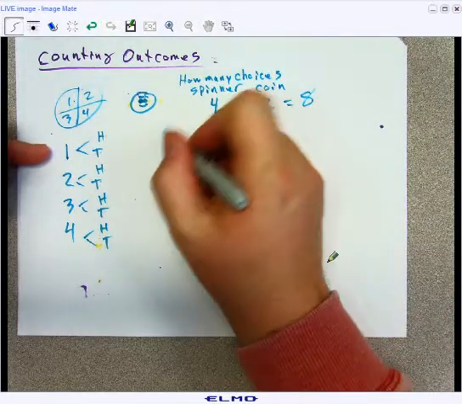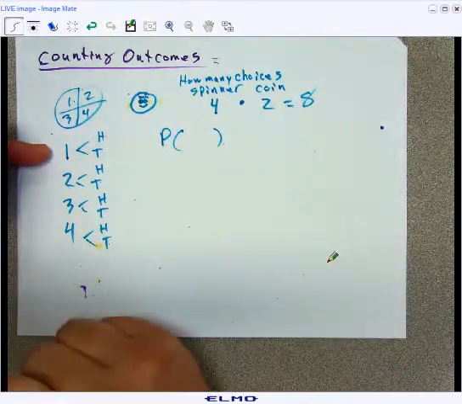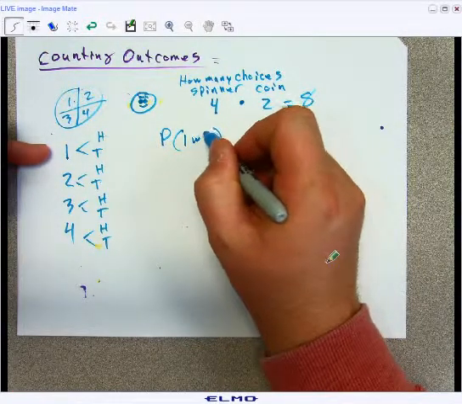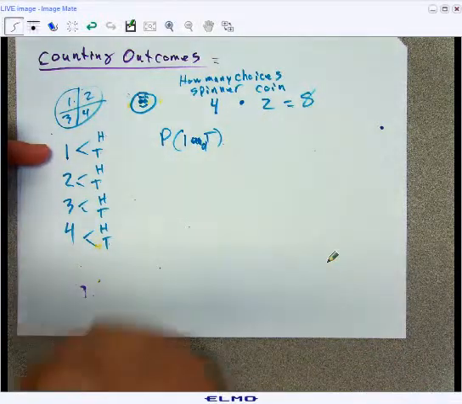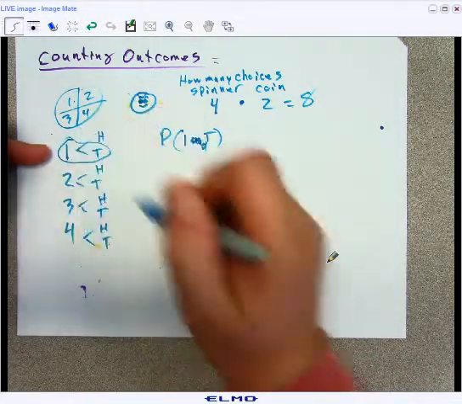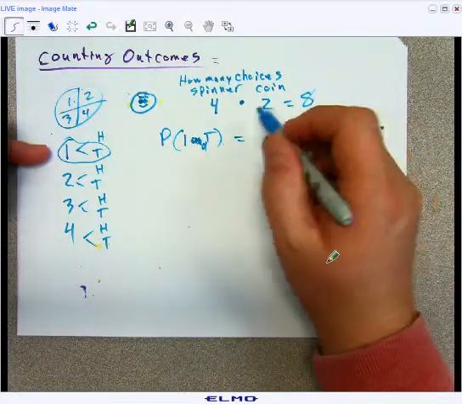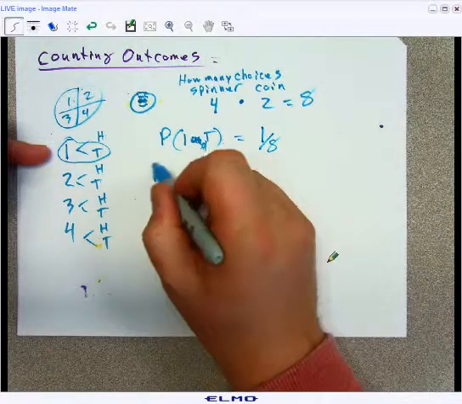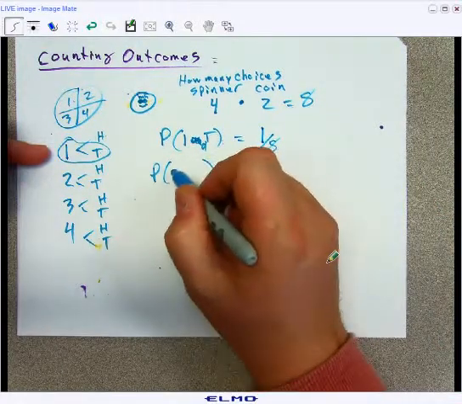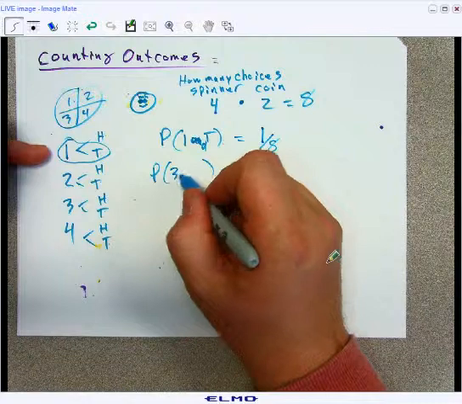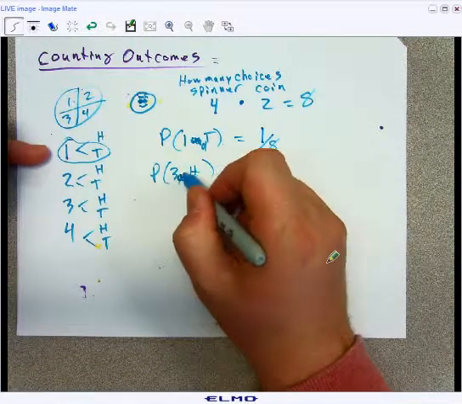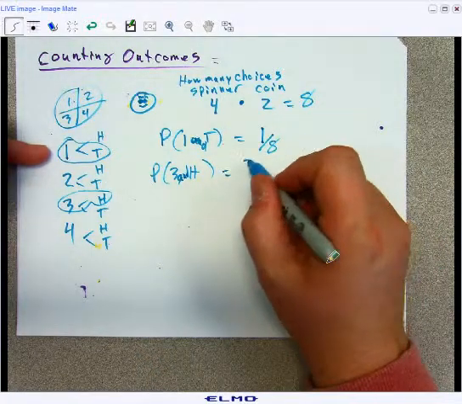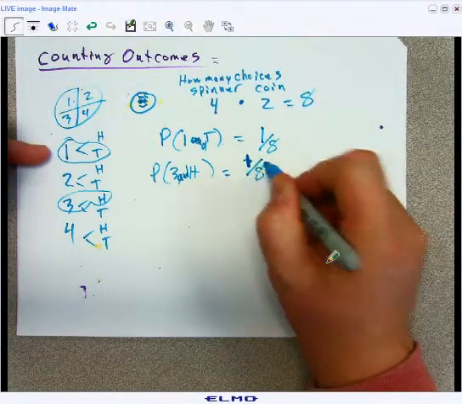And if I'm looking for the probability of finding a particular outcome, I want a 1 with tails. We say a 1 and tails. Well, there's how many options that are a 1 and a tails? That's just 1 option out of 8. What's the probability of a 3 and a heads? 3 and heads, well, there's 1 option there. So that's going to be 1 out of 8.